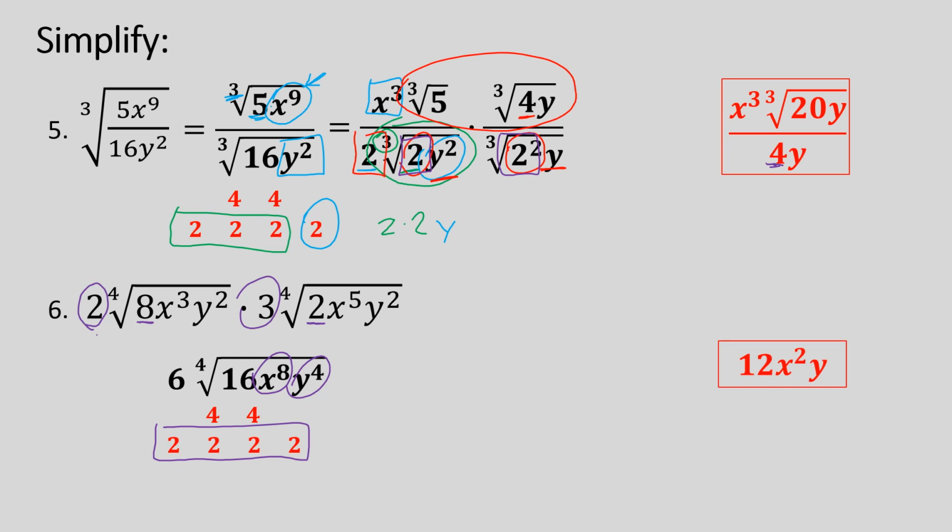Which means when we do this, we're going to have 6 from the outside already, multiplied by that 2 that we moved to the outside from breaking down that 16. That's going to give us this 12. And then we have 2 groups of 4x's, 1 group of 4y's.